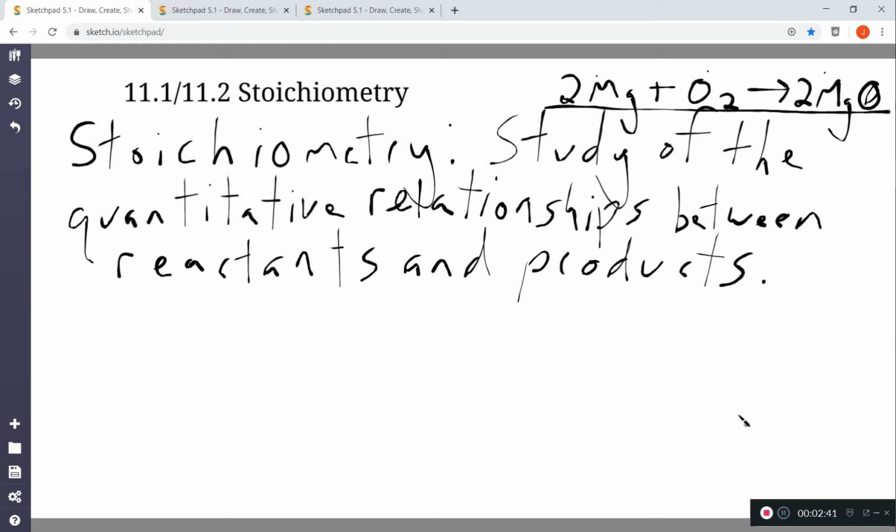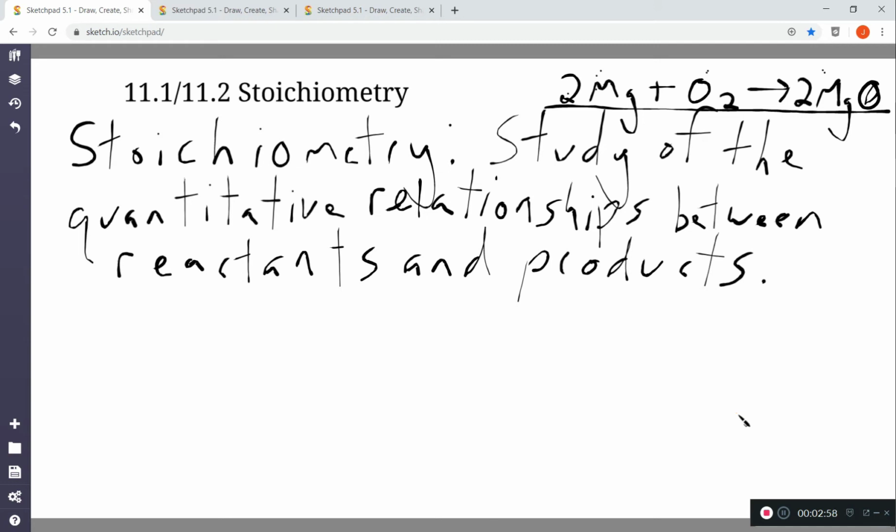We're going to talk about moles because this is talking about them on the atom level. But remember, saying a mole is like saying a dozen. We need 2 dozen magnesiums, 1 dozen oxygen gases, and we'll make 2 dozen magnesium oxides.